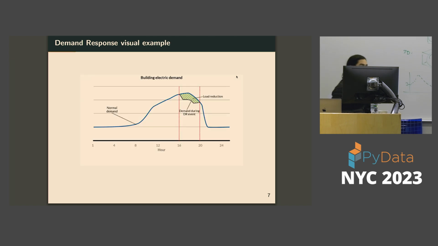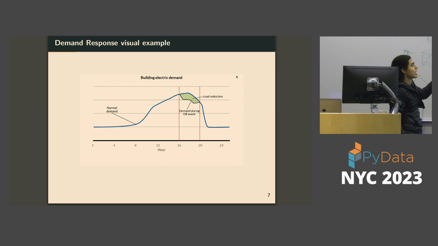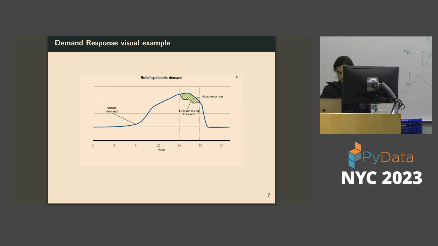Let's go through this visually and create some sort of an intuition. If you look at 4 p.m., the blue line is telling you how much consumption or how much usage is on the grid. At 4 p.m., there's quite a bit of demand on the grid, and it's also peaking. In that situation, this triggers a demand response event, and the shaded green region is the effect of the demand response event. That's the amount of load reduction that you get as a result of demand response.